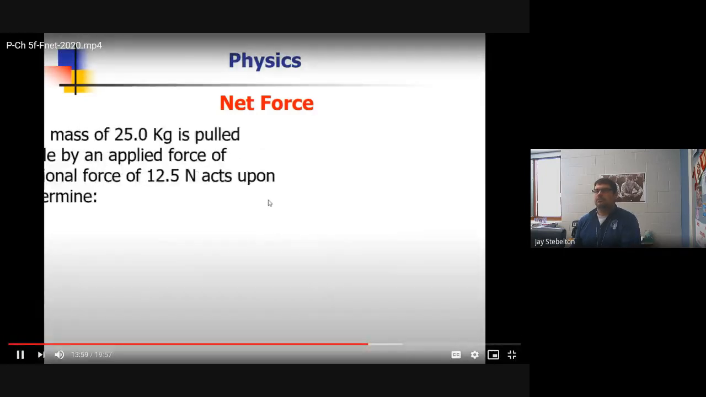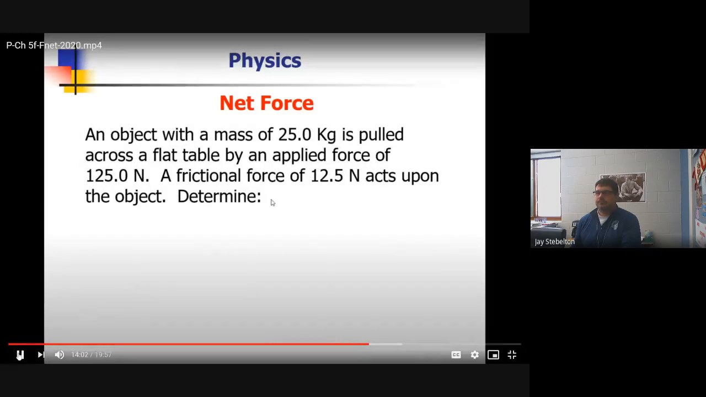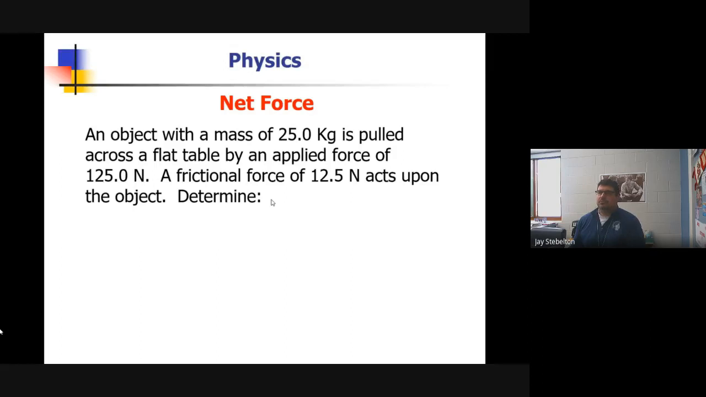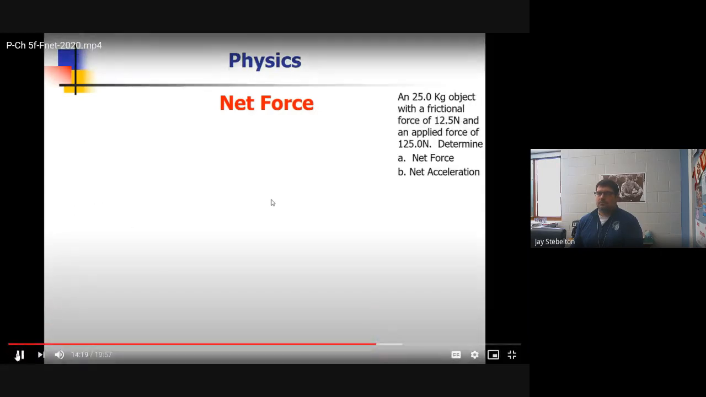Let's look at another. Whenever I have a physics problem, the first thing I have to do is read it. An object with a mass of 25 kilograms is pulled across a flat table by an applied force of 125 newtons. A frictional force of 12.5 newtons acts on the object. Determine the net force, the net acceleration.